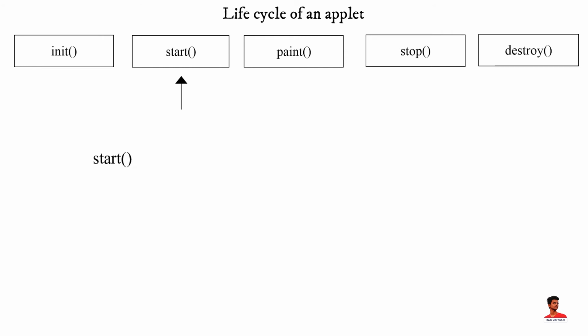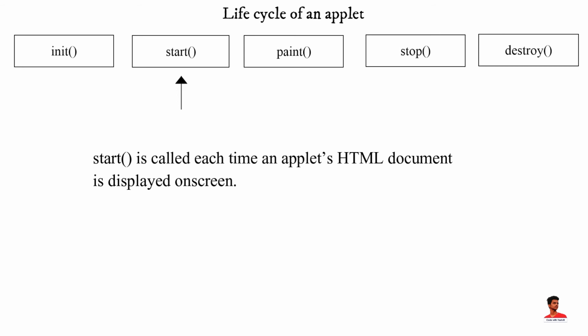Whereas start method is called each time an applet's HTML document is displayed on screen. So if a user leaves a web page and comes back, the applet resumes execution at start method.